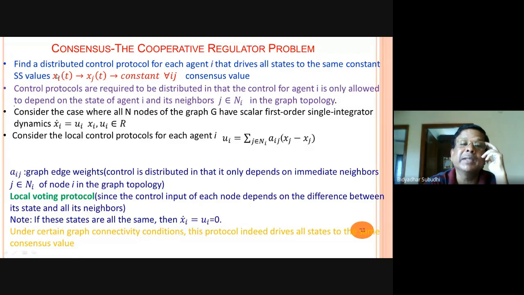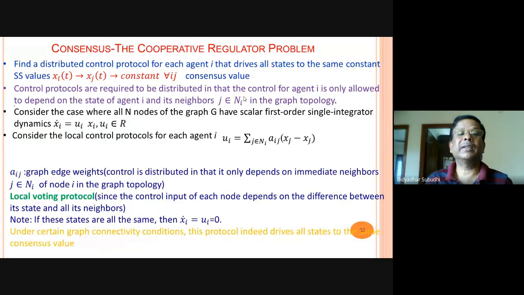The objective in a consensus-based cooperative control is to find a distributed control protocol for the ith agent that drives all the states to the same constant steady-state value. That is, the state xi should converge to xj, and all of them should converge to a constant, and that constant is called the consensus value. The control protocols are required to be distributed, in that the control of agent i is only allowed to depend on the states of its neighbors, according to the graph topology.